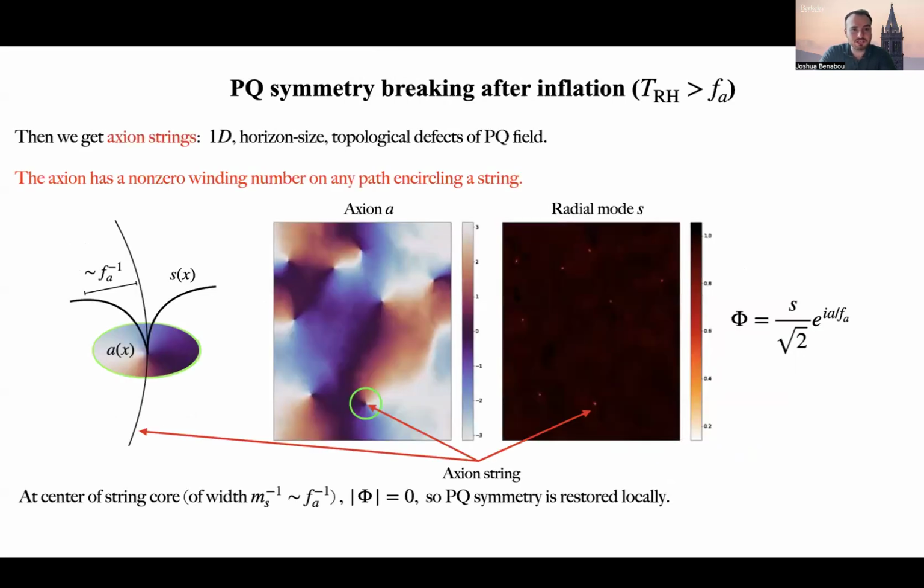If the Peccei-Quinn symmetry breaks after inflation, then we generically obtain axion strings. These are one-dimensional topological defects of the PQ field, characterized by the property that on any path encircling a string, the axion has a non-zero winding number.